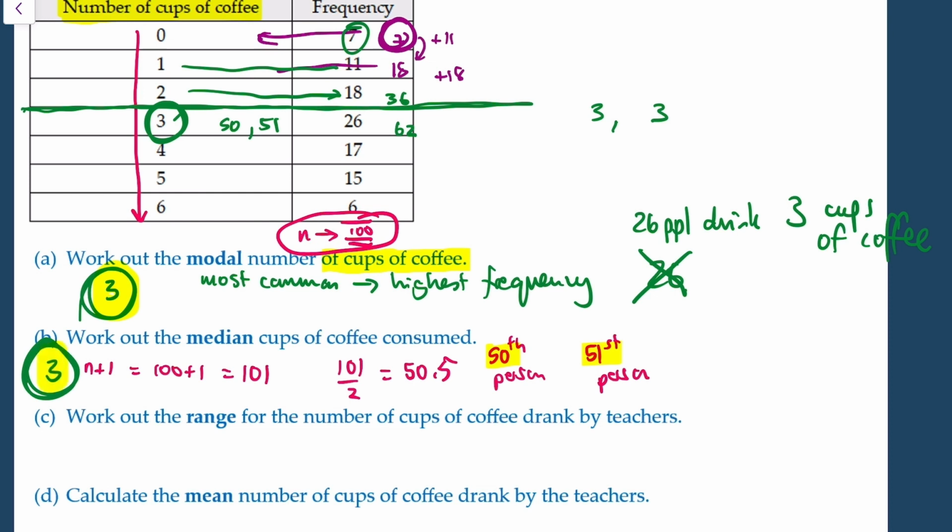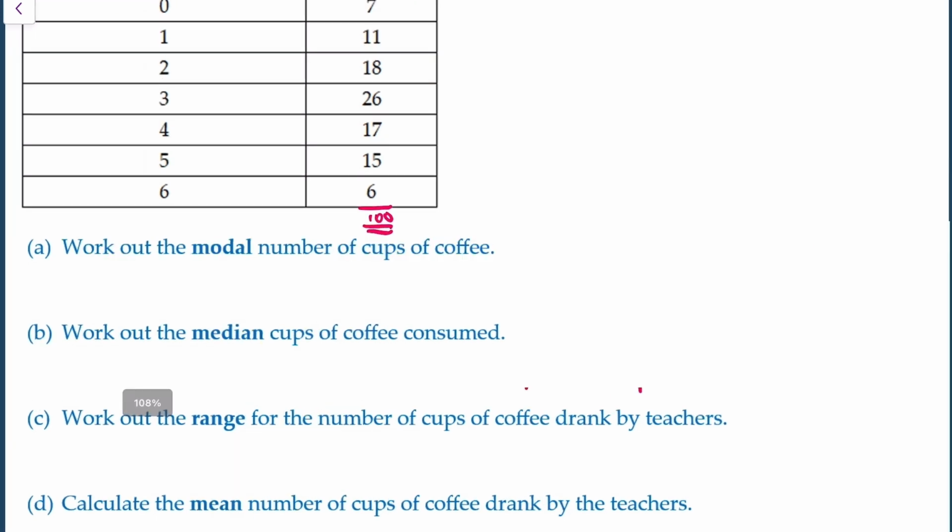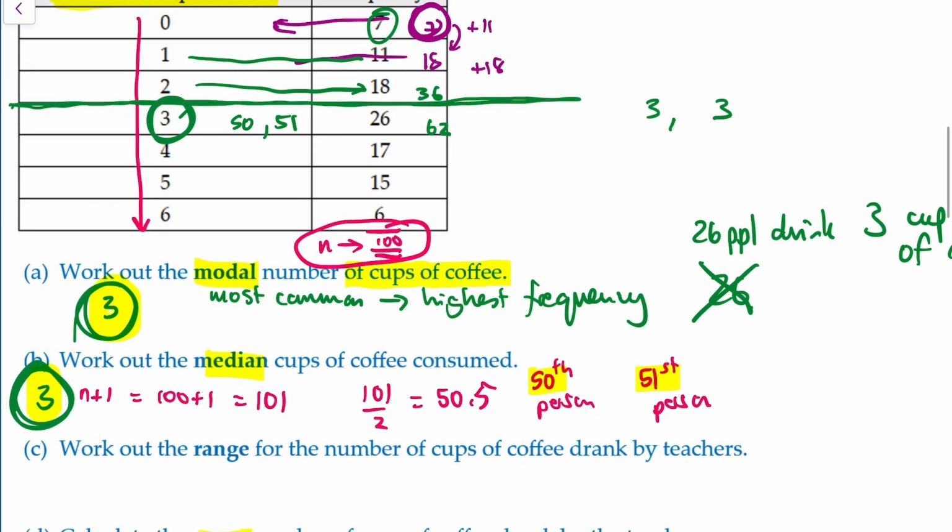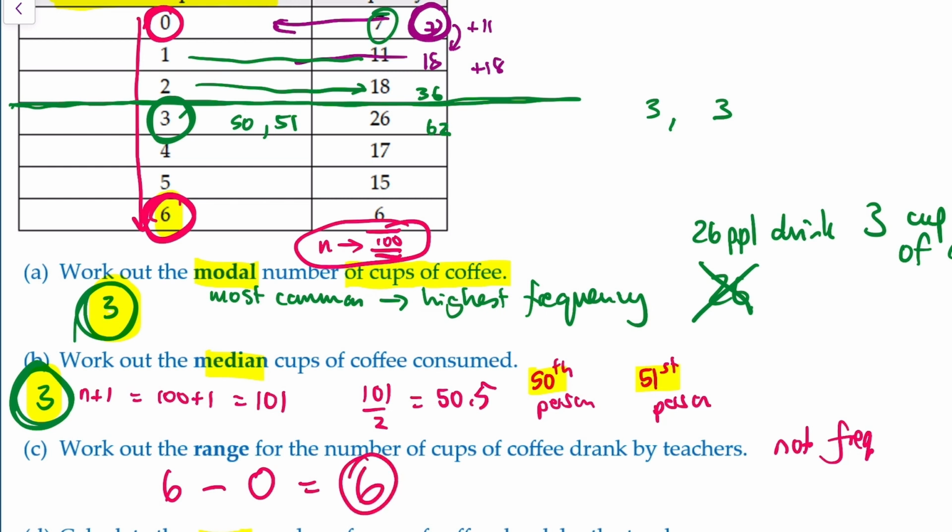Okay, the median is 3. And remember what we said, mode, median, and mean need to lie close together. So that kind of makes sense. The range of the number of cups of coffee is the highest number of cups of coffee, which is 6, take away the lowest, 0. It's not the frequency. It is 6 minus 0, which is 6 cups of coffee. The number of cups of coffee are spread out between 0 and 6, so 6.